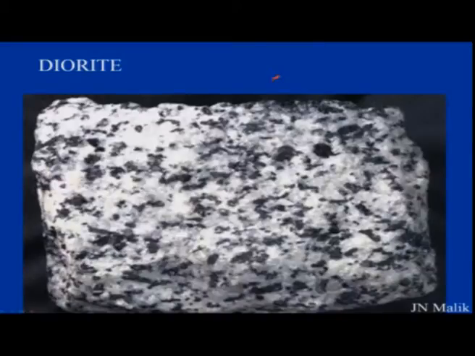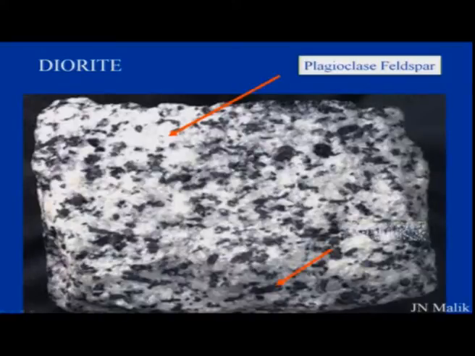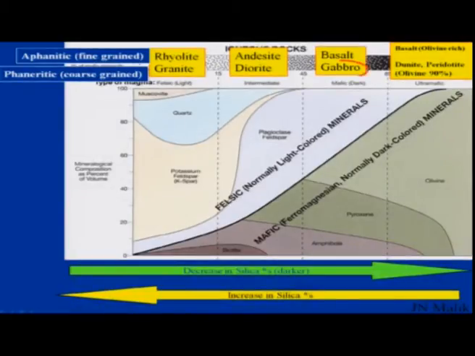Diorite is an intermediate rock again. So, the whiter part is mainly the plagioclase feldspar, and the darker ones are amphiboles. So, it looks like so, it is comparatively lighter. Then we have the gabbro.